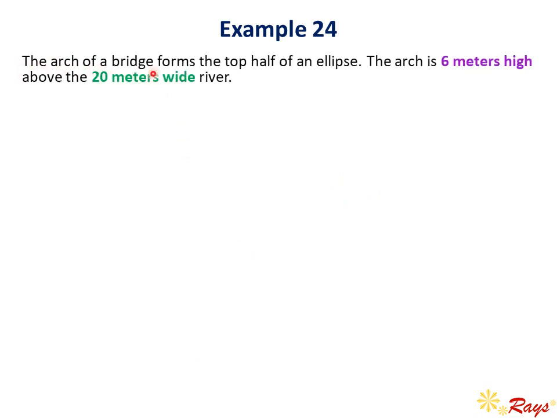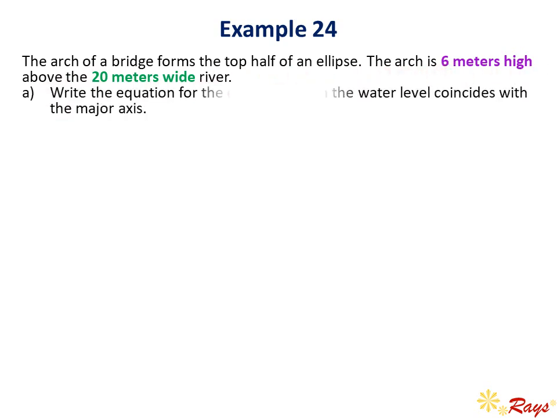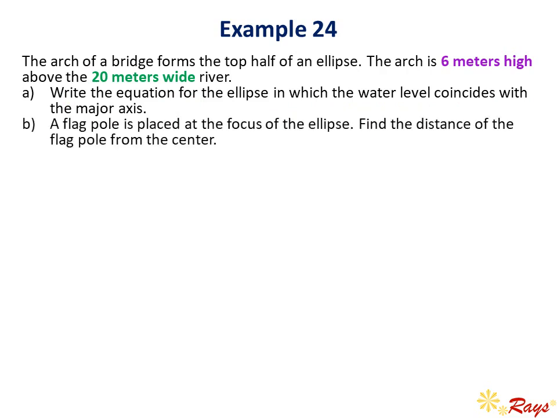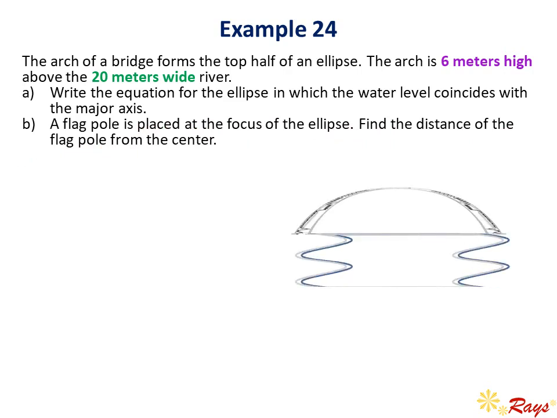The arch of a bridge forms the top half of an ellipse. The arch is 6 meters high above the 20 meters wide river. Question A. Write the equation for the ellipse in which the water level coincides with the major axis. And question B. A flagpole is placed at the focus of the ellipse. Find the distance of the flagpole from the center. So this is the illustration of the arch and the river. It is 20 meters wide and 6 meters high.